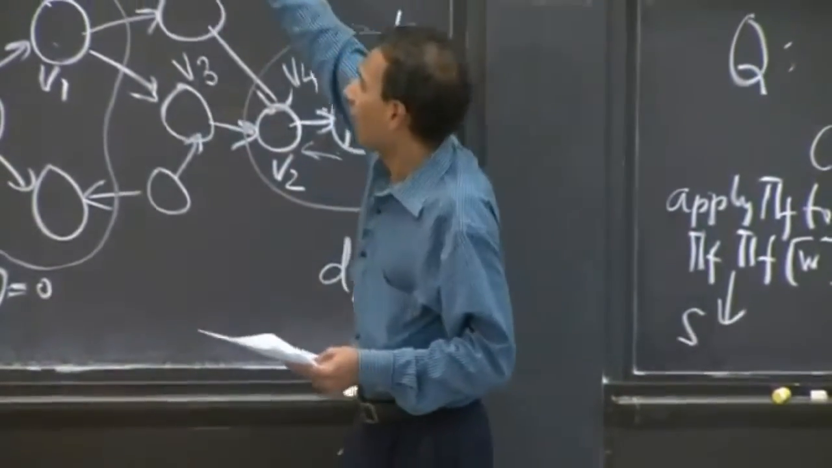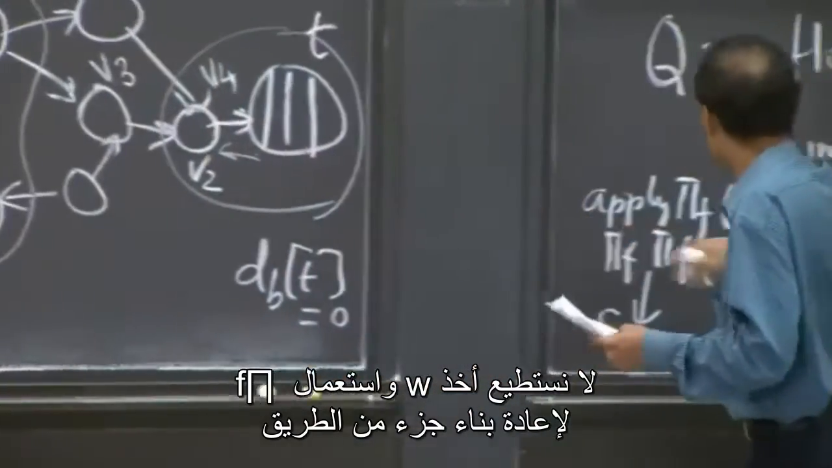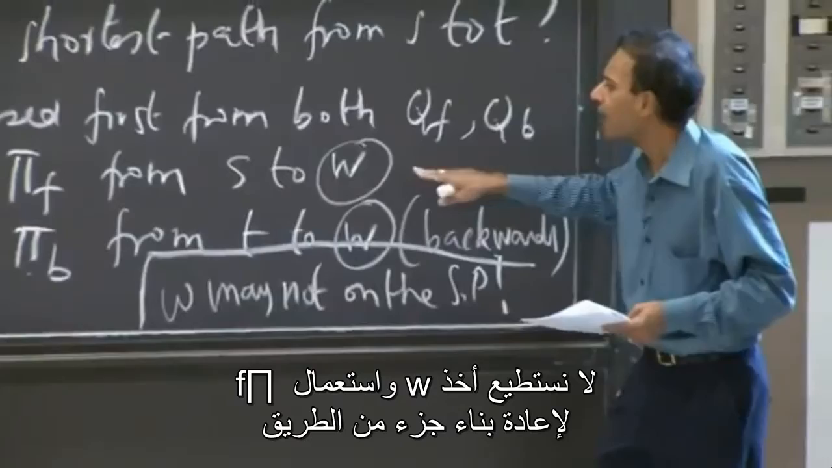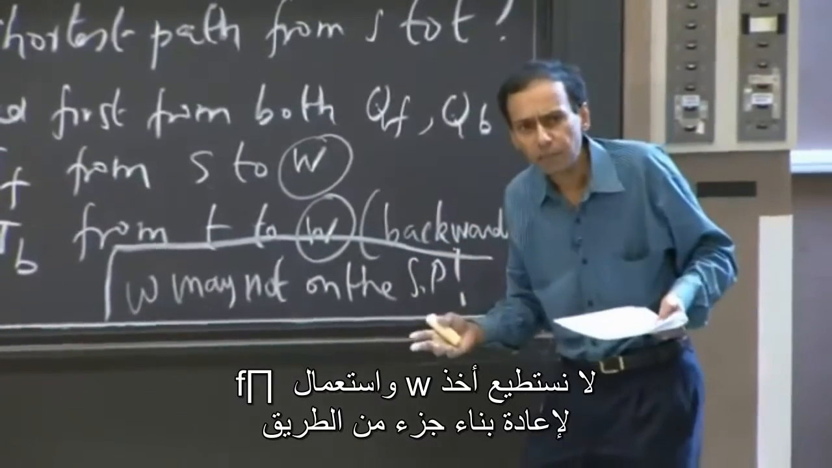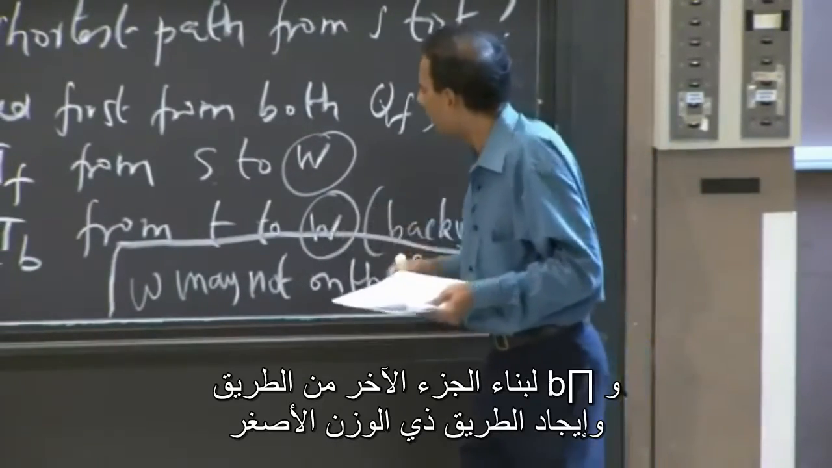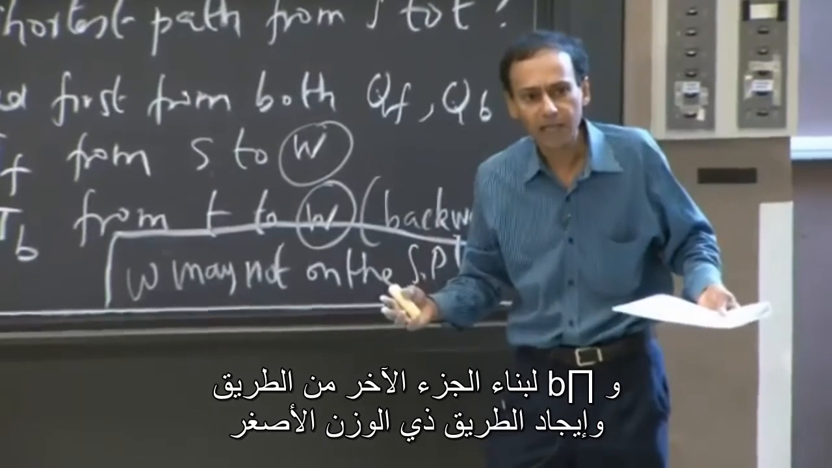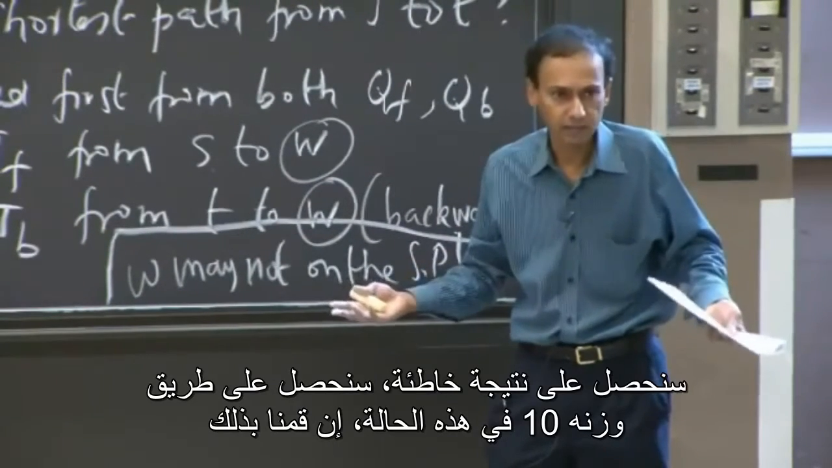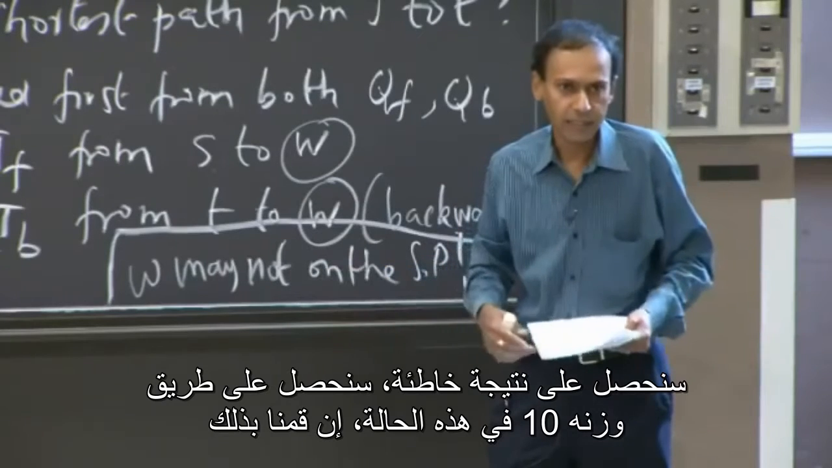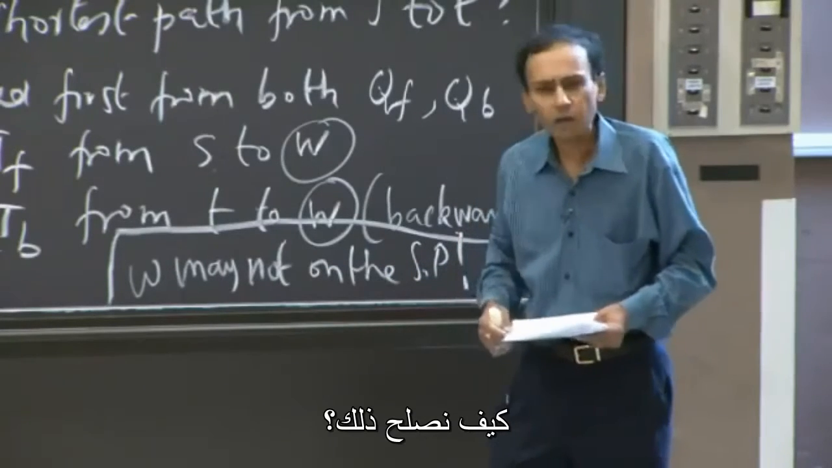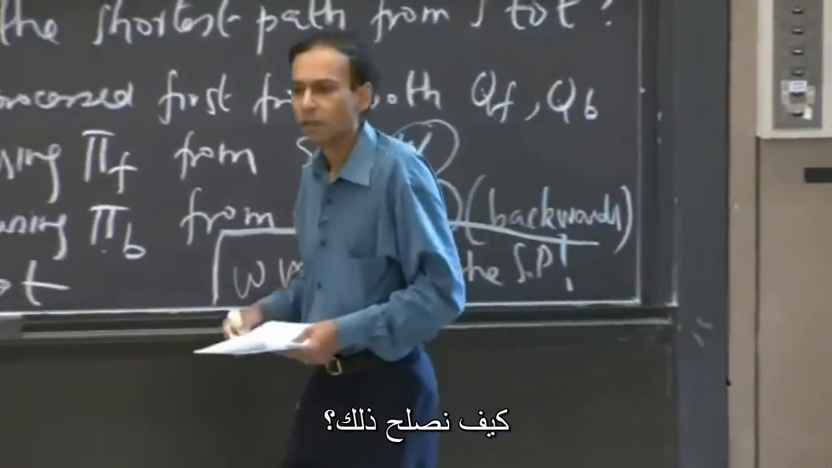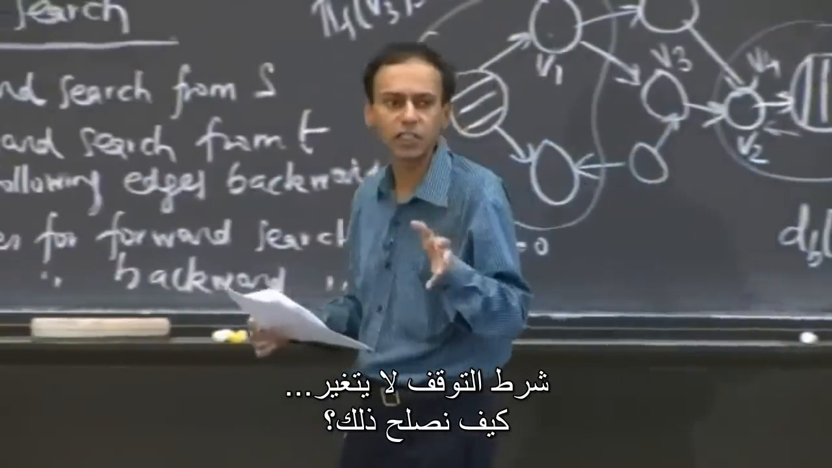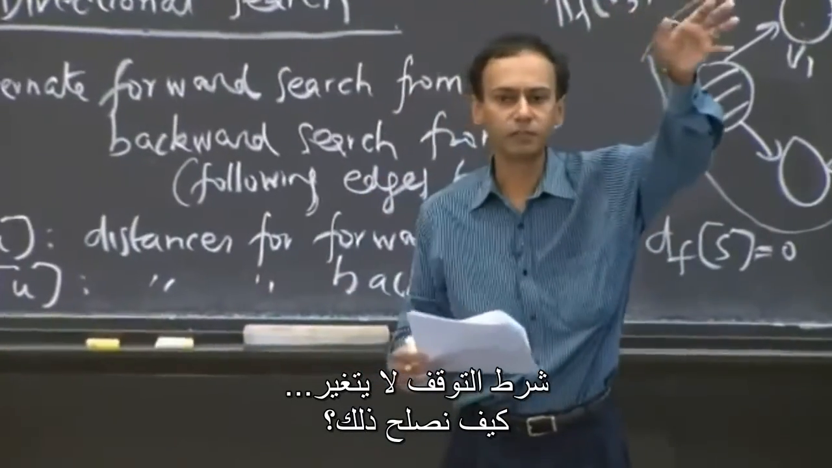So we can't take the W and use pi f to construct part of the path and use pi b to construct the other part of the path and find the shortest weight path. We would get something incorrect, right? We would get a path of length 10 in this case if we did that. So how do we fix it? How do we fix it? One little termination condition doesn't change. How do we fix it?